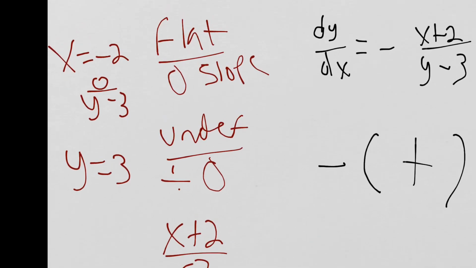One caveat: you can't have 0 divided by 0. So if x is negative 2 and y is 3, then obviously that would be an undefined slope. But we already said that, because whenever y is 3, we have an undefined slope. Okay, so x equals negative 2, flat; y equals 3, undefined.